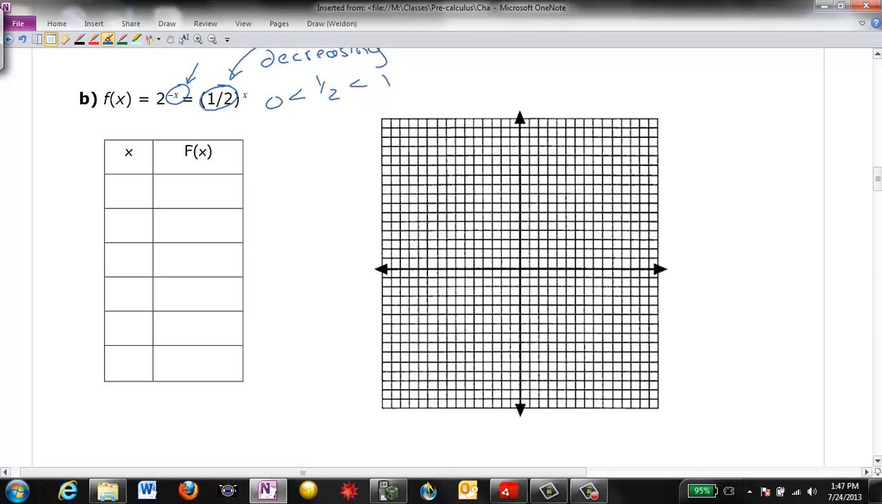All right. So let's go ahead and start filling in our table. I'm going to pick some values. I'm going to go a little bit backwards. So I'm going to start down here. I'm going to say 0, 1, -1, -2, -3, -4. Because it's decreasing, right? So as x gets bigger, f of x should be getting smaller. Okay, so I know that anything raised to 0 is 1. Anything raised to the first power is going to be itself. So I'm going to get 1/2 here.